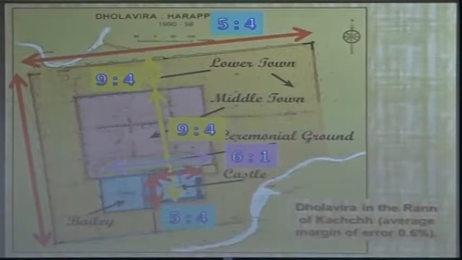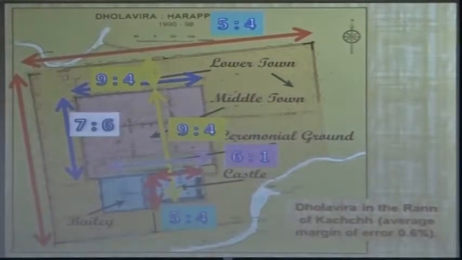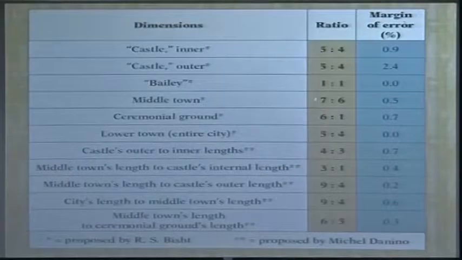And this is the ceremonial ground, exactly 6 to 1, which is the ratio of the dockyard at Lothal, as we saw. And 7 to 6 is the proportion of the overall middle town. And there are many more. In fact, these are some of them. You see here the margins of error. The average margin of error is actually 0.6%, less than 1% when you take the measurements. So there is an intention.